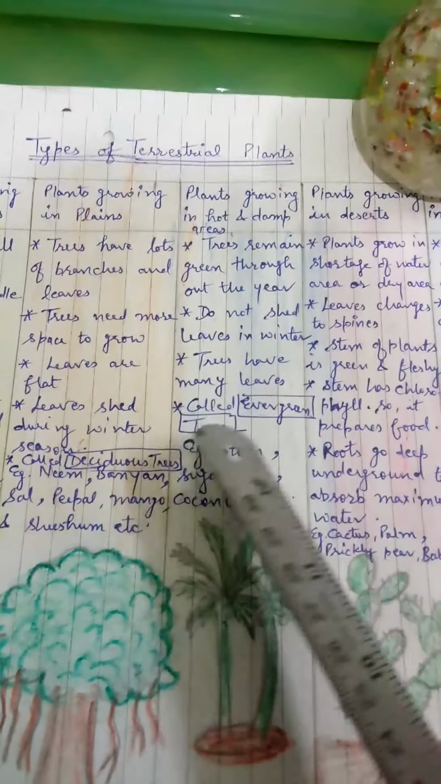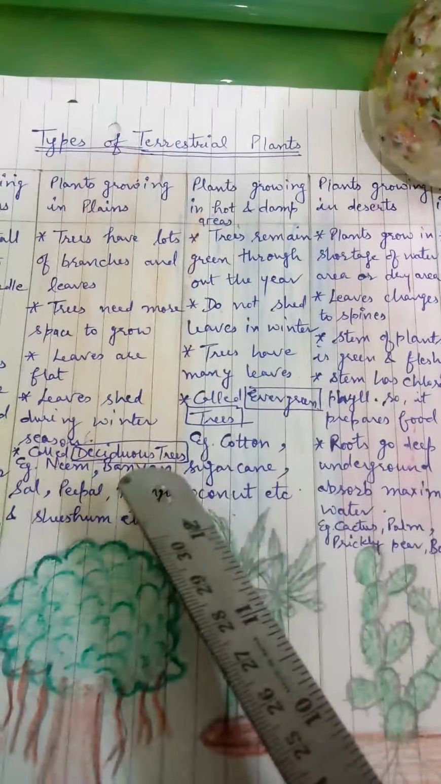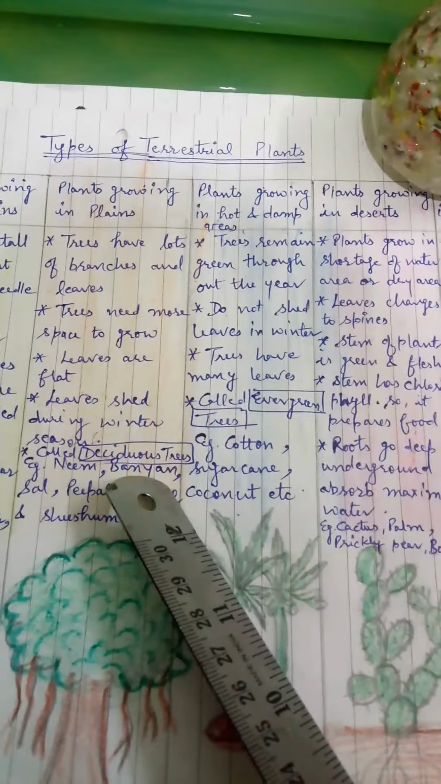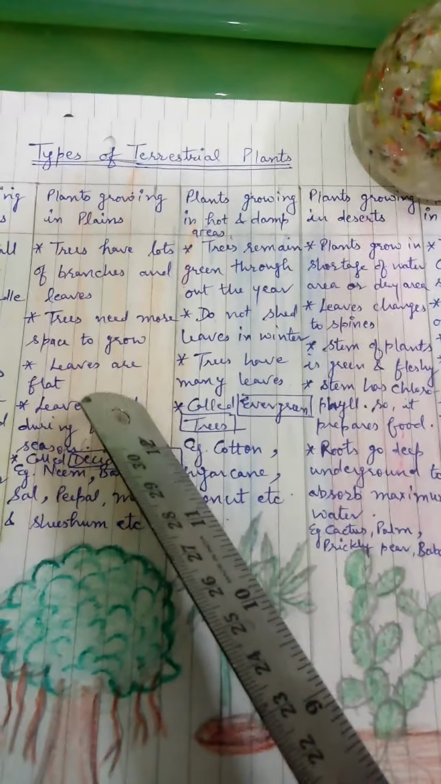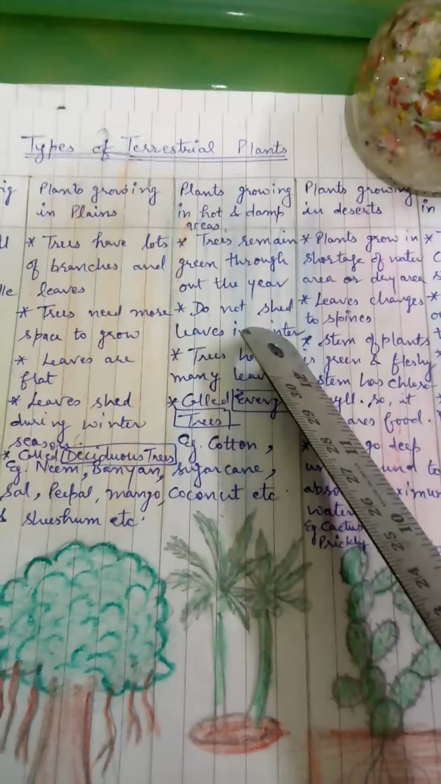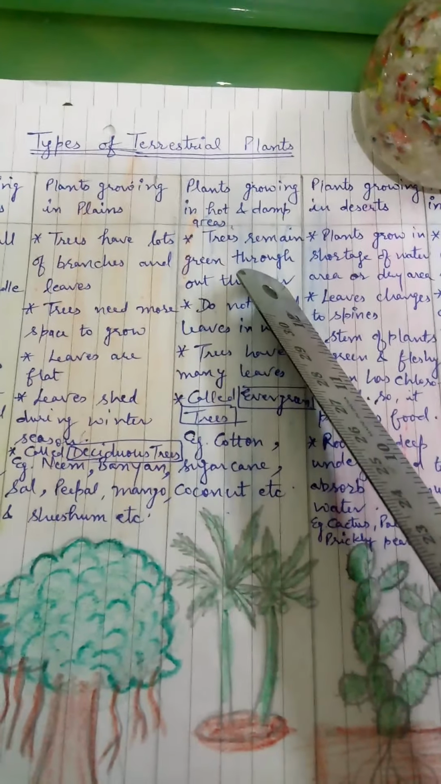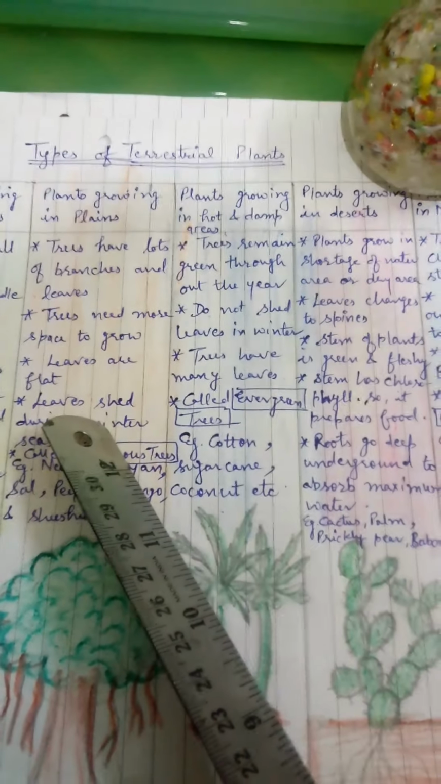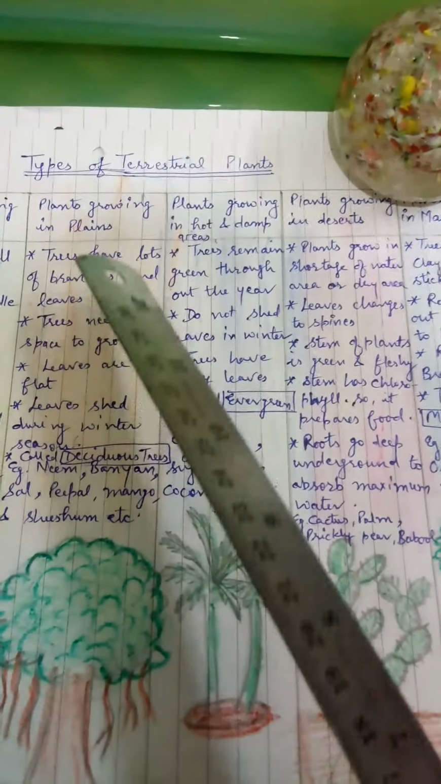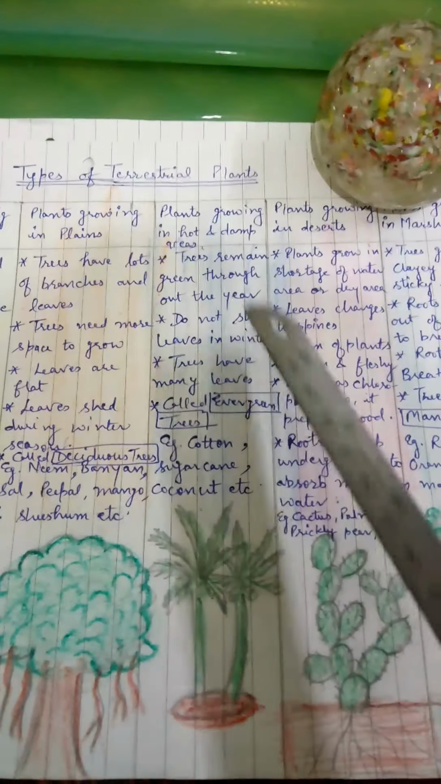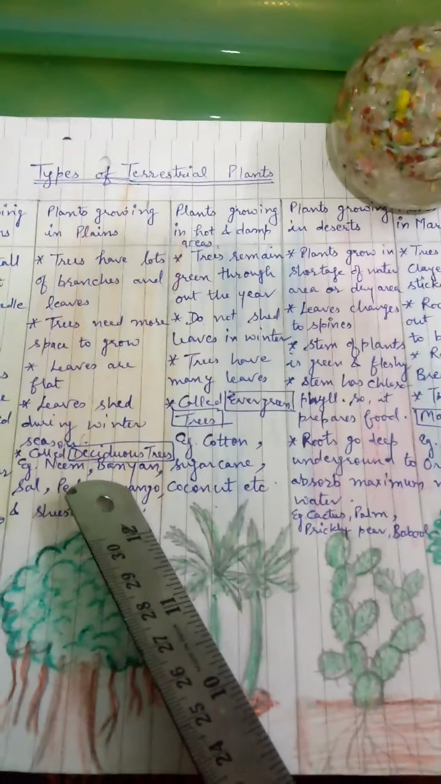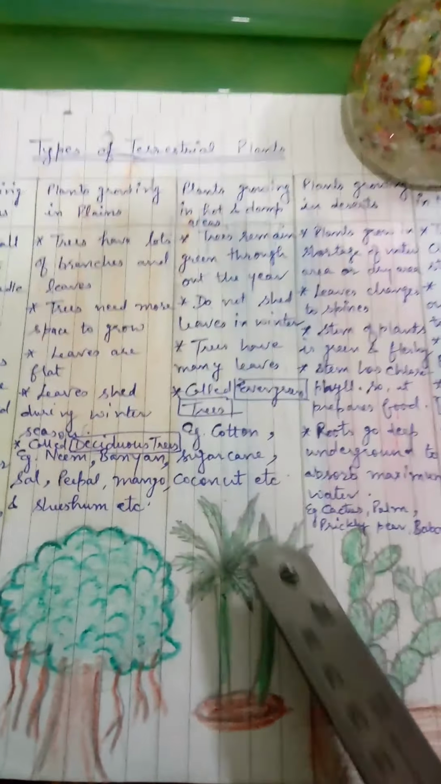So in the exercise you will get the difference between deciduous and evergreen. You can say deciduous trees are those trees which shed their leaves during the winter season. Evergreen trees do not shed leaves in the winter season. They remain green throughout the year. They are found in the hot and damp areas. Examples: cotton, sugarcane and coconut.